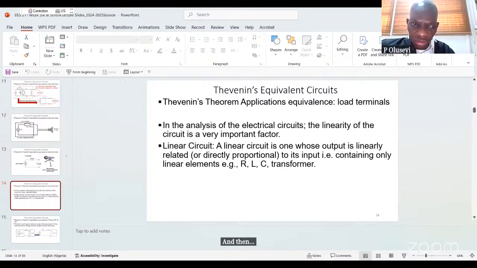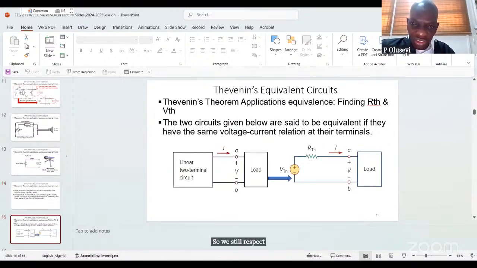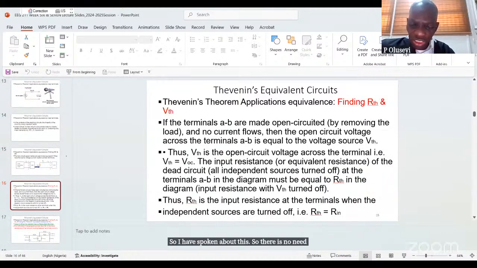So we still respect our linearity. I have spoken about this, so there is no need overflogging all these things.